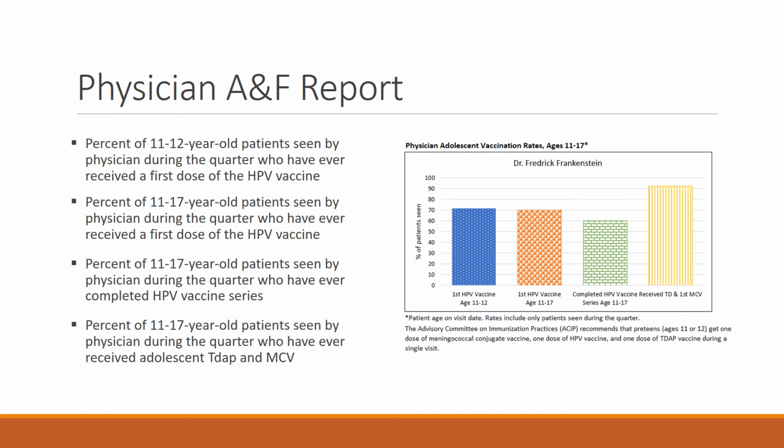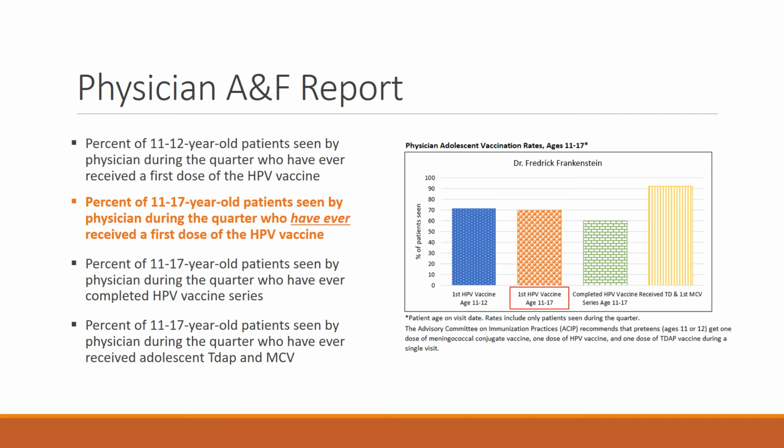The graph shows adolescent immunization coverage of patients served by the individual physician receiving the report during the quarter. The blue bar represents the percent of 11 to 12-year-old patients seen by the physician during the quarter who have ever received a first dose of the HPV vaccine.